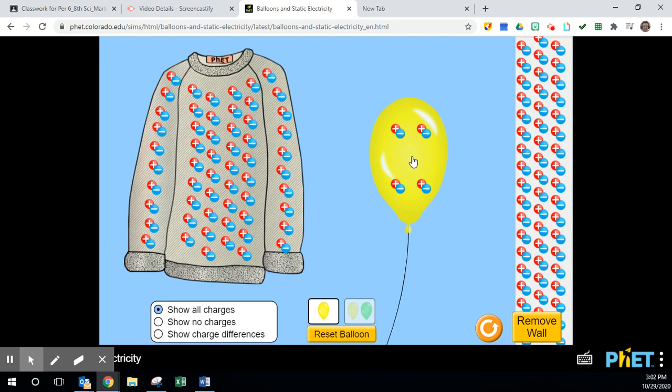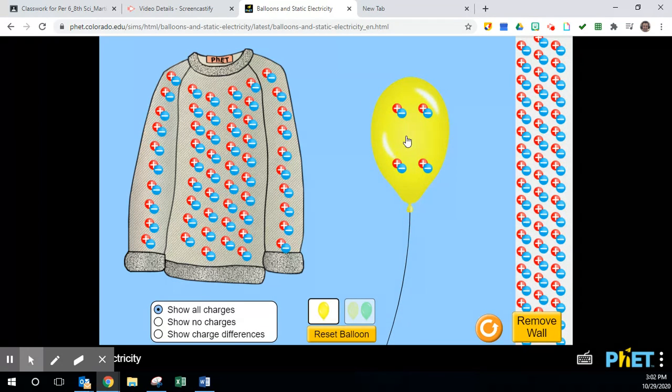Hi students, today we're going to be talking about electrostatic force, and I'm going to start off with a couple of terms here. Let's take a look at this balloon. It has some plus signs and some minus signs, and what we're going to call this balloon is a neutral object. Now, the reason we call it a neutral object is because it has an equal number of negative particles to positive particles.